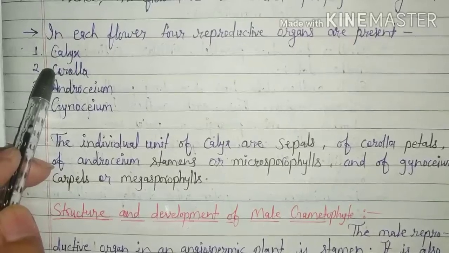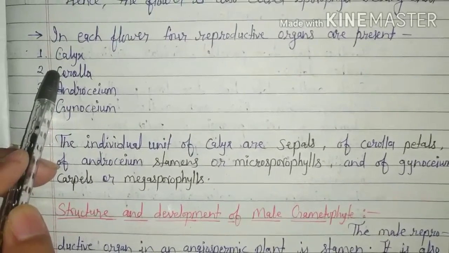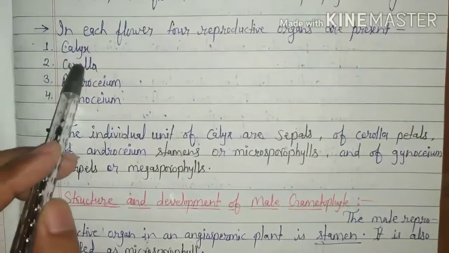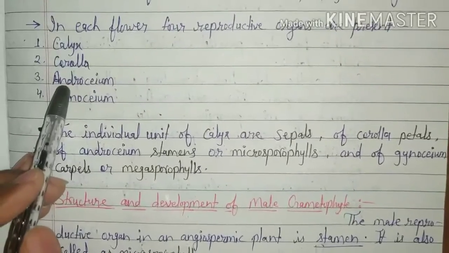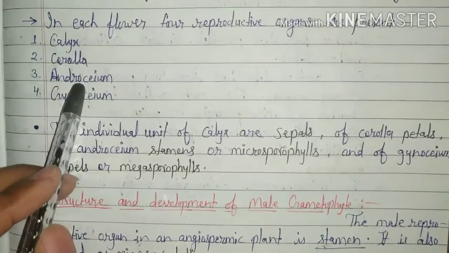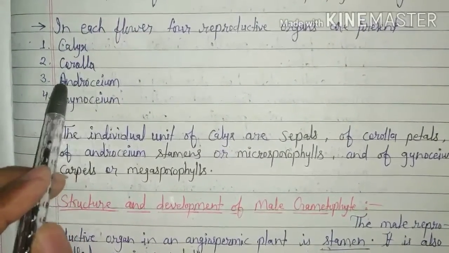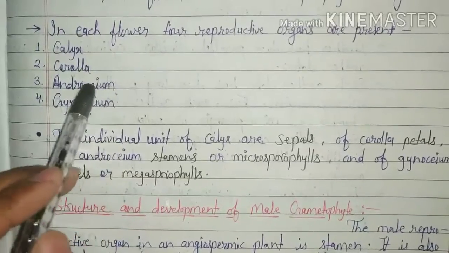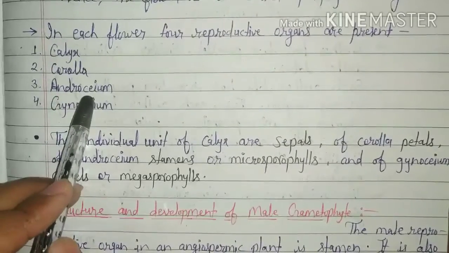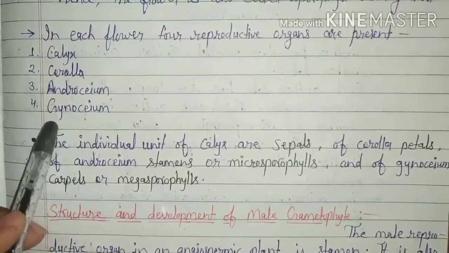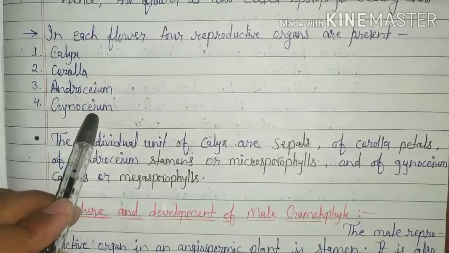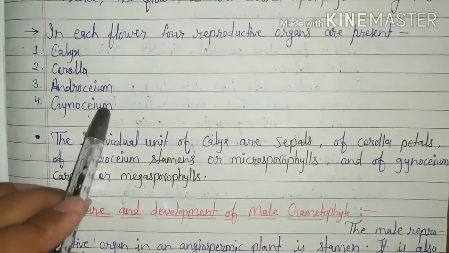Corolla provides color and scent to attract pollinators, and it varies in number and colors. The function of androecium is the production of microspores and pollen grains. It means pollen grains containing male gametes are within the anther lobes. The main function of gynoecium is the production of megaspores or ovules, fruits and seeds.